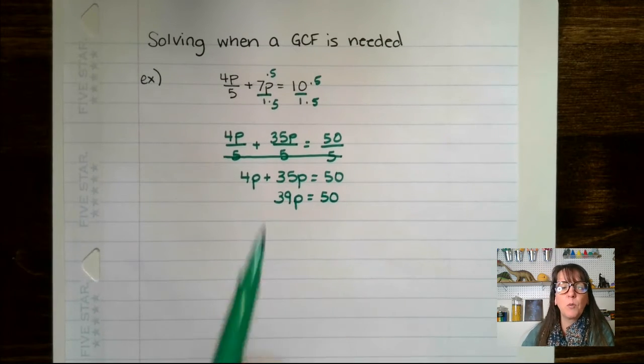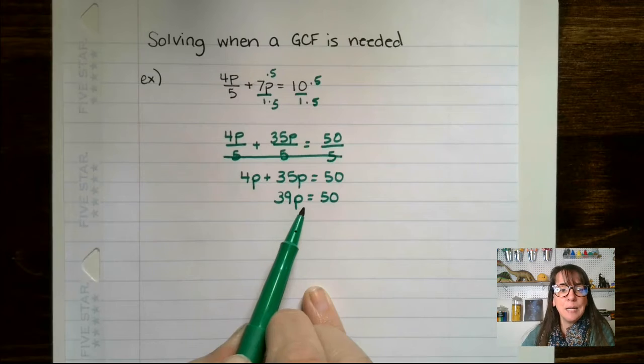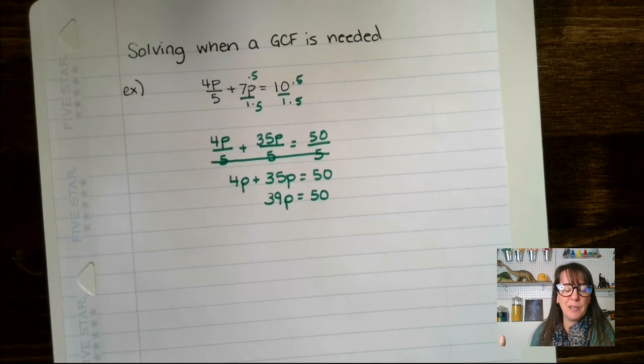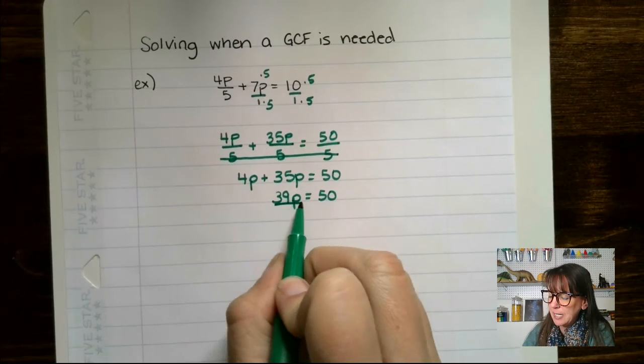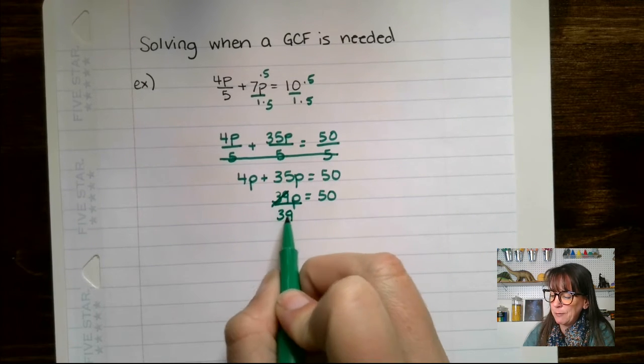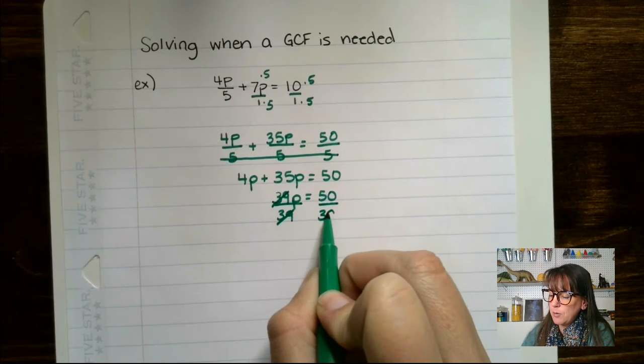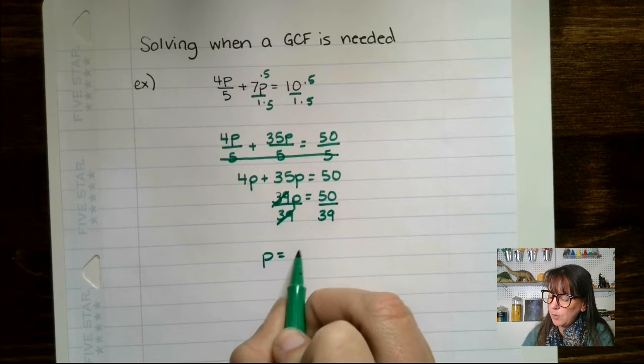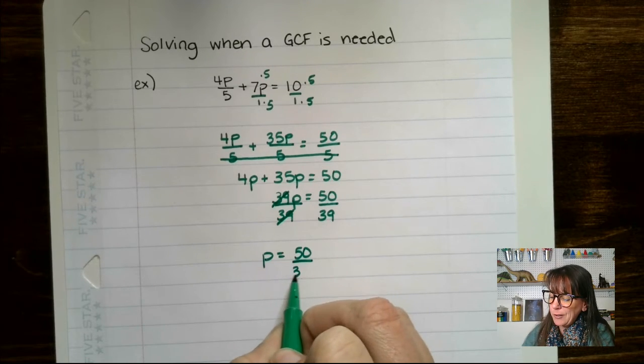Okay, so we've got 39 times p, the opposite of multiplying is dividing, so we're going to divide both sides by 39 to get that p by itself. All right, so what we have now is p equals 50 over 39.